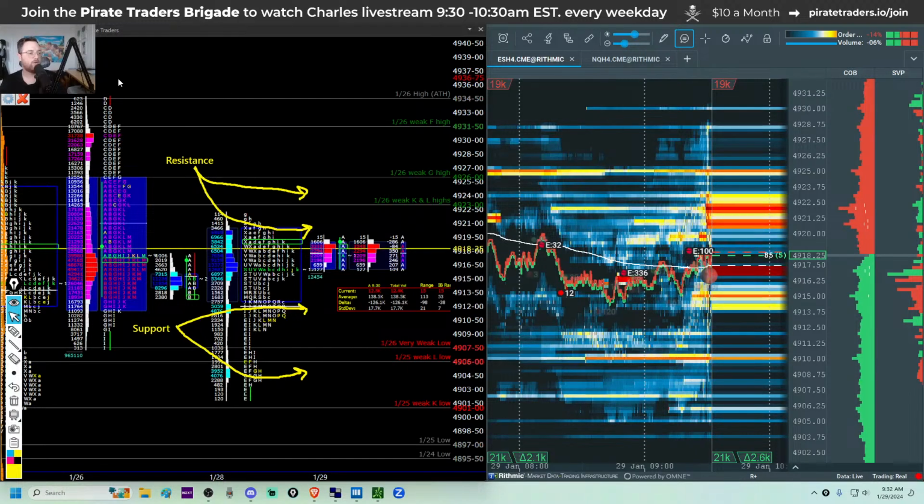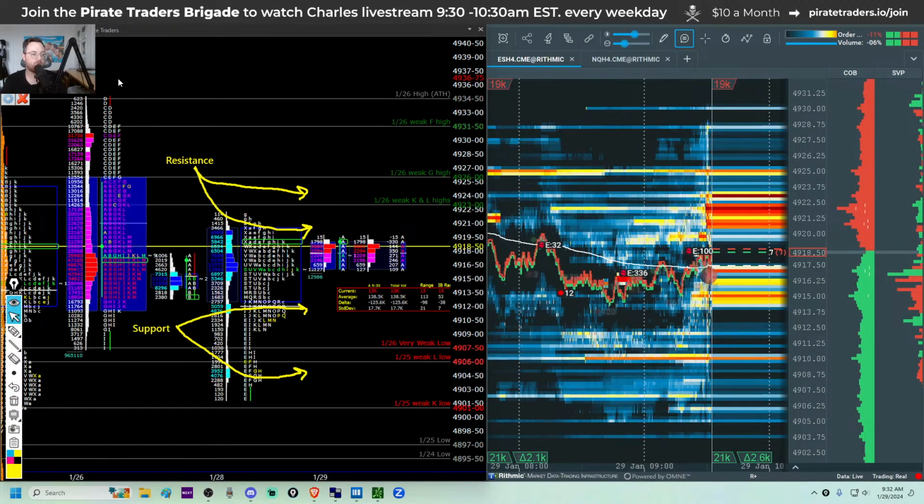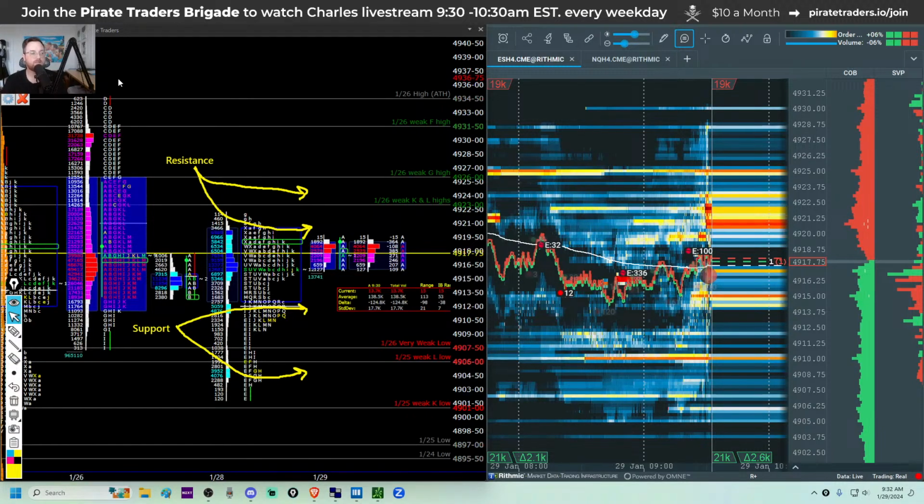Okay, so as you can see, these levels I've got pointed out, I've got support around 49.12 and around 49.04, and then resistance just above the opening price here around 49.21, and again at around 49.25. So what I'm interested to know is what happens when the market gets to those levels.